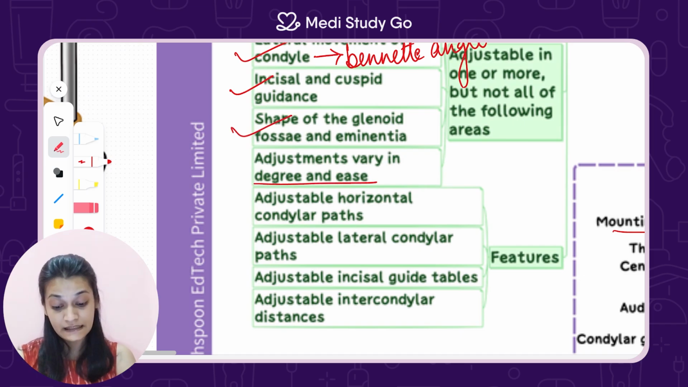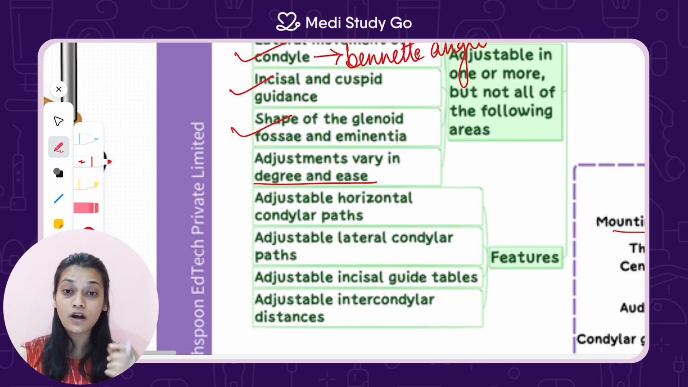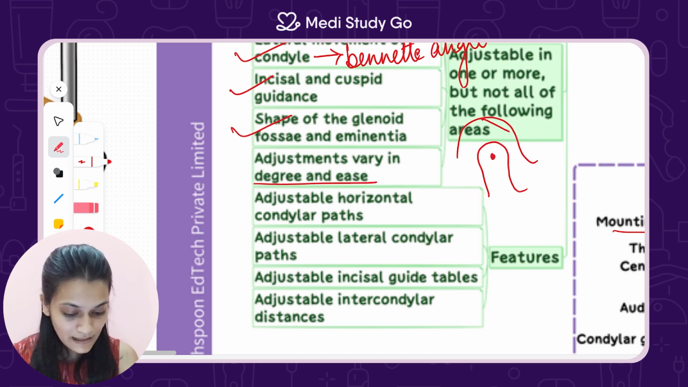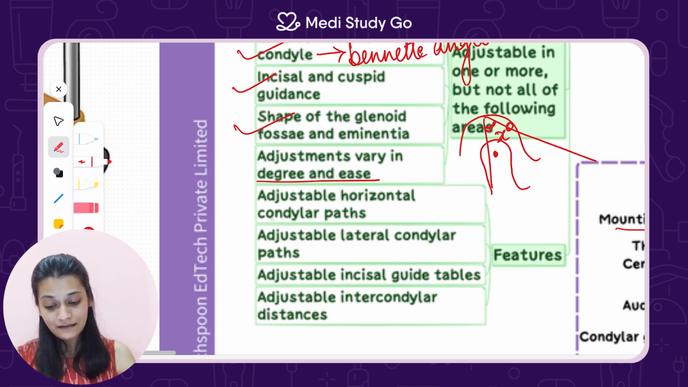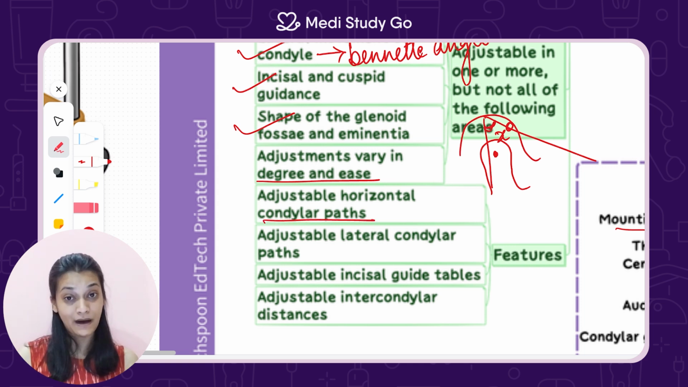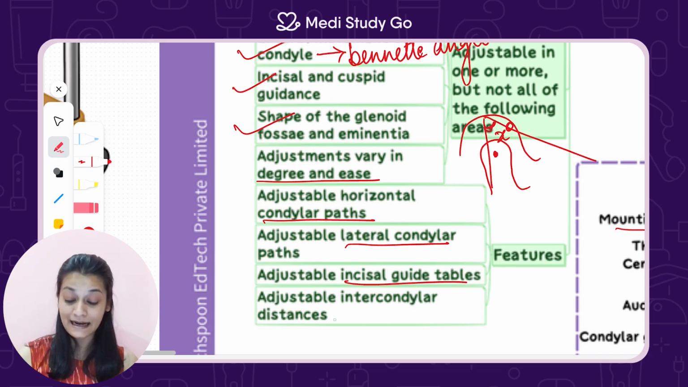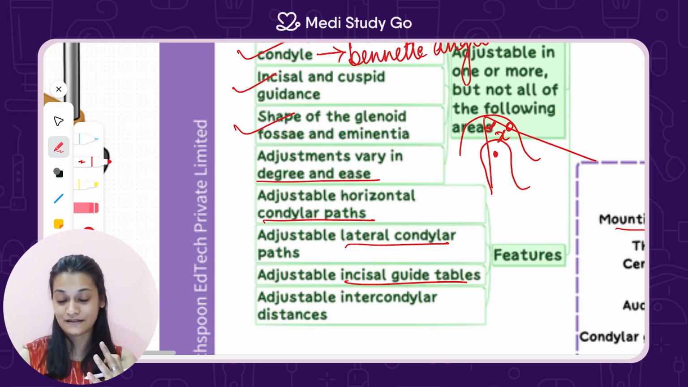Adjustment will vary in degree. So we talk about it in degree form. We take the condyle into consideration, the glenoid fossa, the center of the condyle, and this angle is considered. So this will always be in x degrees. Then adjustable horizontal condylar parts, and there are lateral condylar parts that can be adjusted, the incisal guide table and at the same time the intercondylar distance. There are 3 distances that are present and that can be adjusted depending on the intercondylar distance of the patient.